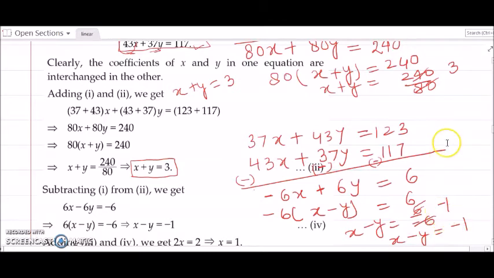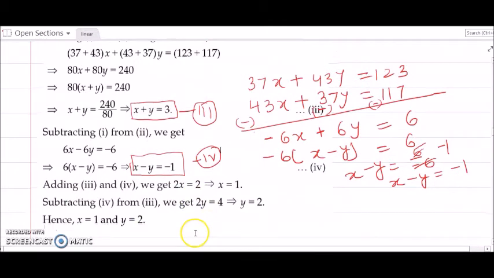So you got two equations. One is your third equation, and the other one is this fourth equation. When you solve these two equations by any method, whether substitution, elimination, or cross multiplication, you will get the value of x and y: x is equal to 1 and y is equal to 2. Okay, I'll repeat this method once again.